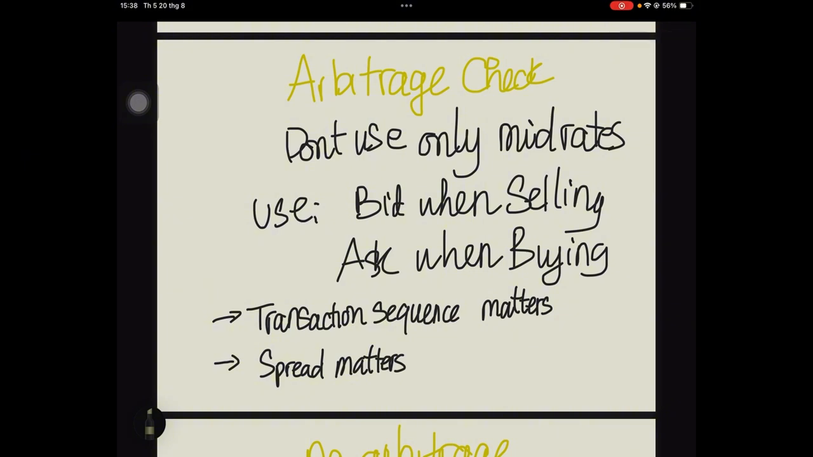When testing for arbitrage, you cannot simply use the midpoint of each exchange rate quote. You must use the actual bid and ask prices, because every conversion involves either buying or selling a currency, and therefore you cross the spread.